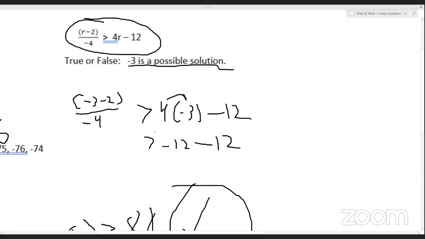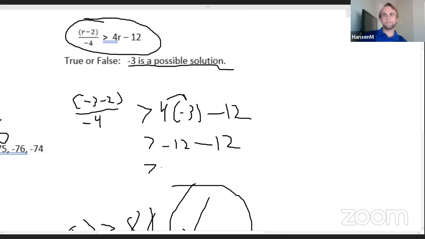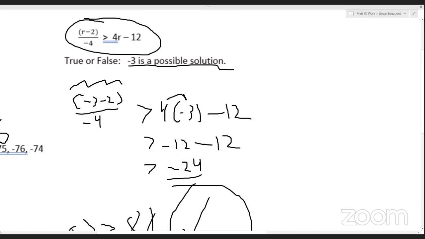And wouldn't you be able to like combine it? Yep. So you get -24. And what do you get on the other side of the equation? Okay. It'd still be the same.